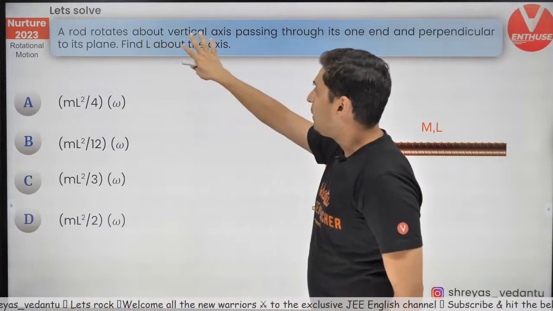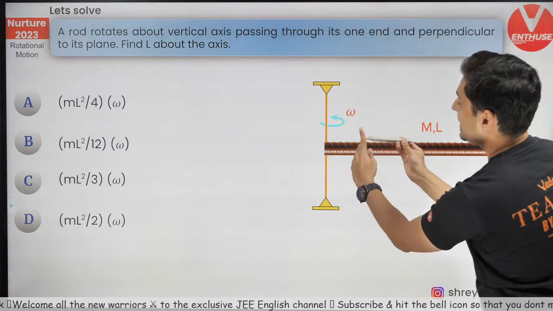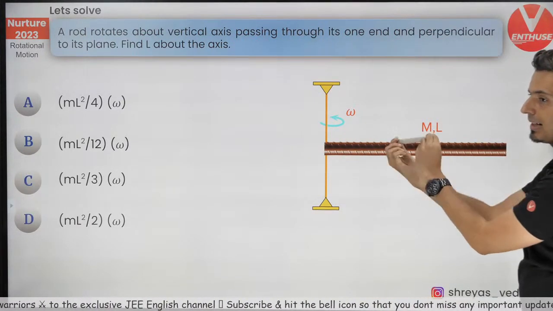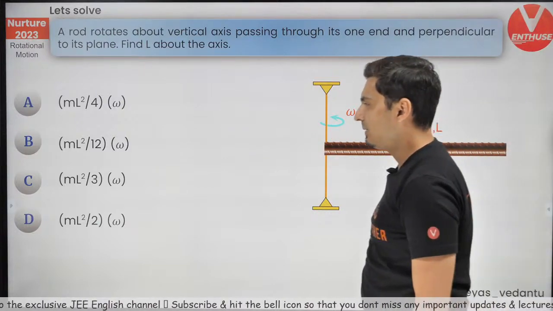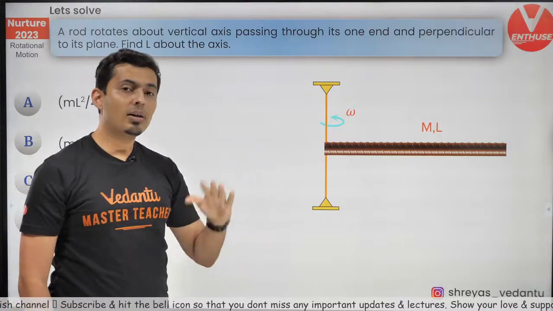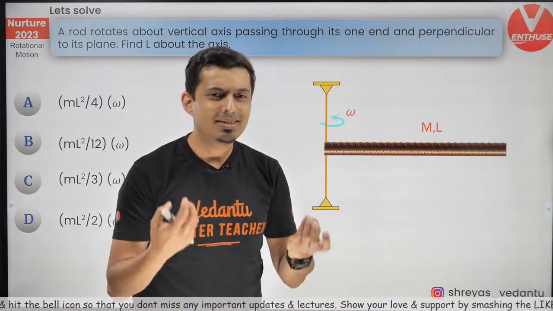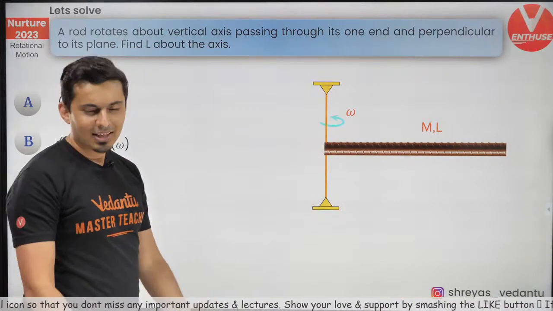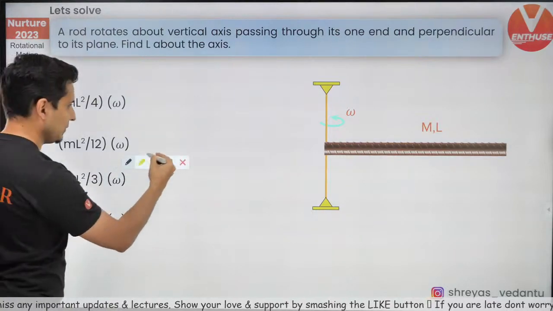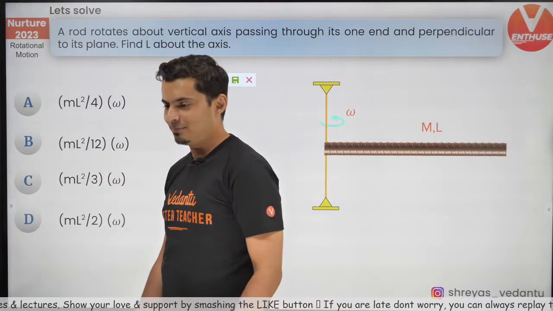So let's solve this question. You have a rod which rotates about a vertical axis. So there's a rod, there's a vertical axis, and this rod is rotating like that. So the question is, what's the angular momentum? First thing you tell me, is the rod rotating, or is it translating, or is it rotating plus translating? And if it is rotating, what's the axis of pure rotation? What do you see? I think that will solve half of the problem.